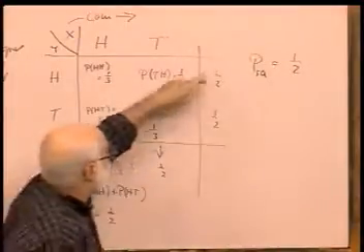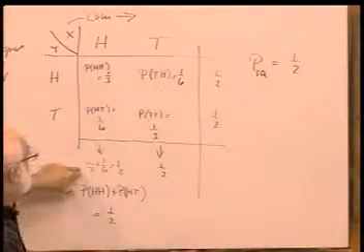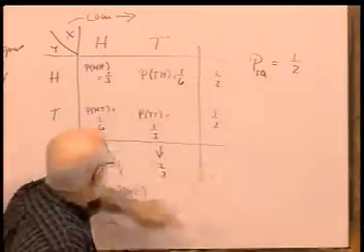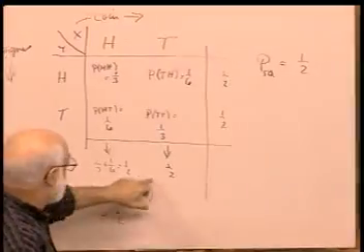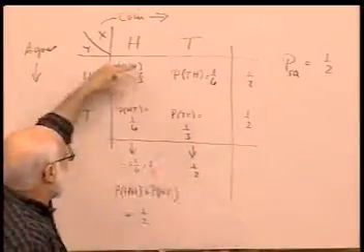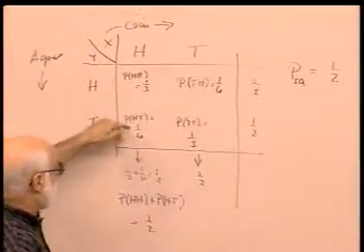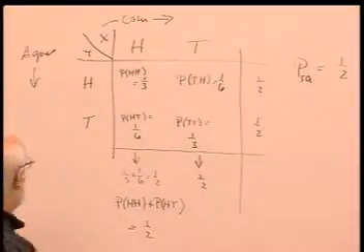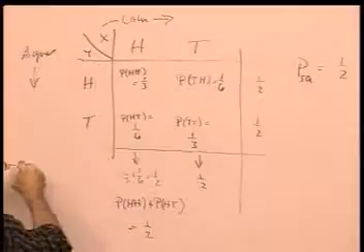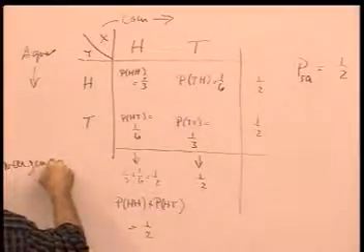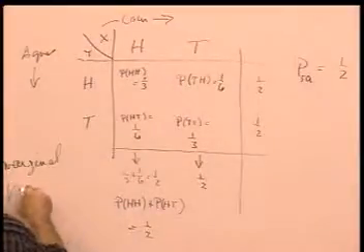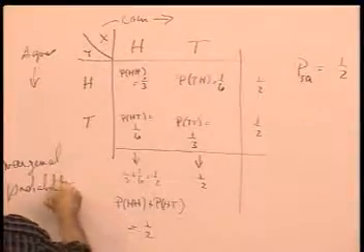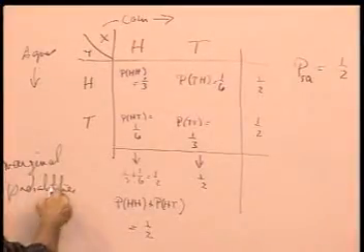And these are called the marginal probabilities, because this is the probability associated with Agnes. These are the probabilities associated with the coin, and they're obtained by adding up the probabilities, and you could write the answers in the margin. So that's why they're called the marginal probabilities. But you don't have to draw this diagram.